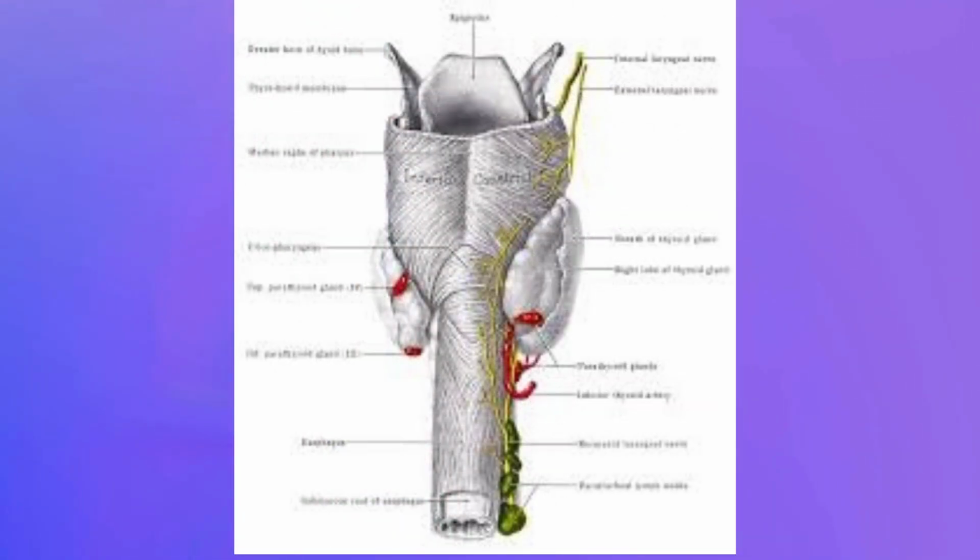This artery is often accompanied by the external laryngeal nerve, a branch of the superior laryngeal nerve, which is itself a branch of the vagus nerve. This close anatomical relationship is critical for surgeons to be aware of during ligation of the superior thyroid artery.